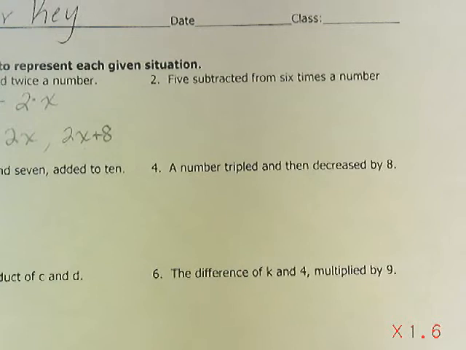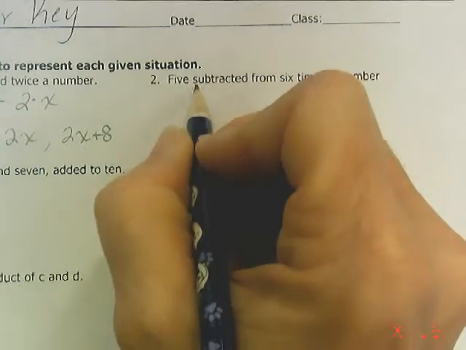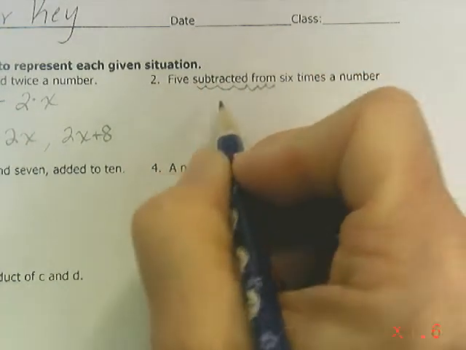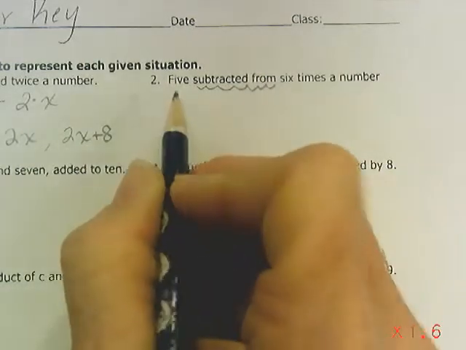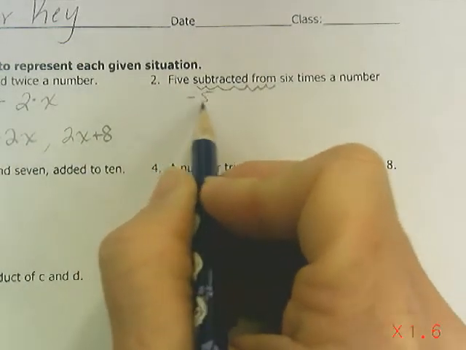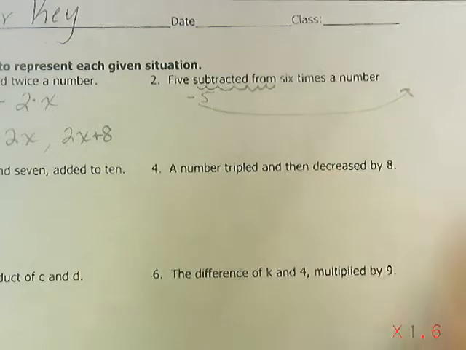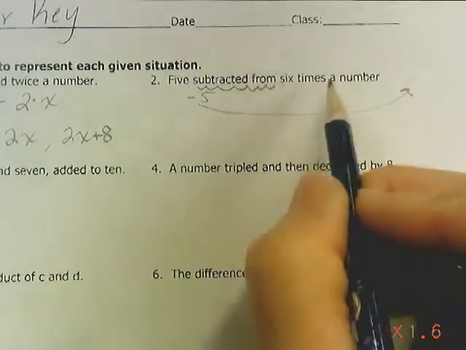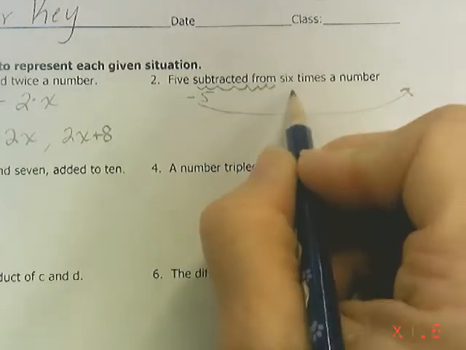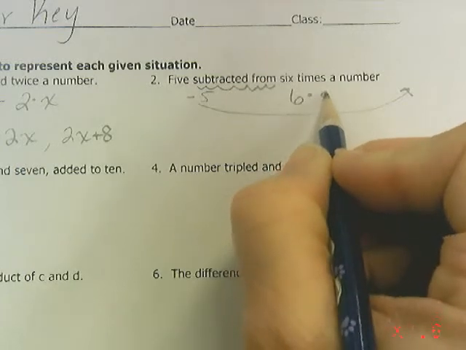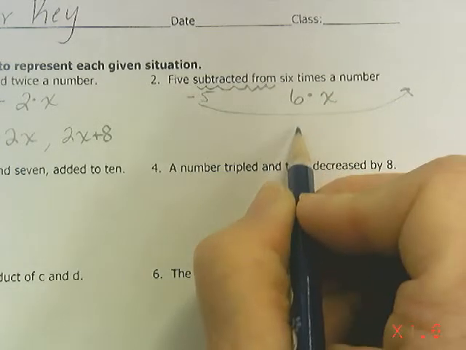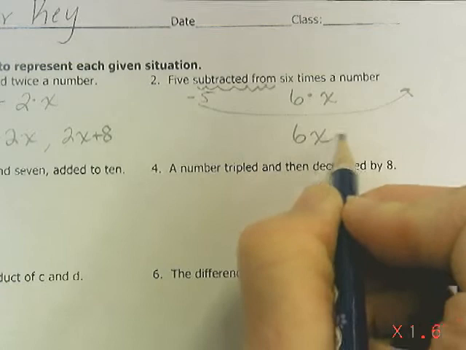5 subtracted from 6 times a number. Subtracted from is one of those reversals where we know we have to switch positions. So that means my minus 5 has to go at the very end of the sentence. And then when I take a look at the rest of this, 6 times a number means I'm going to multiply 6 times our variable x. So when I put it together, we have 6x minus 5.